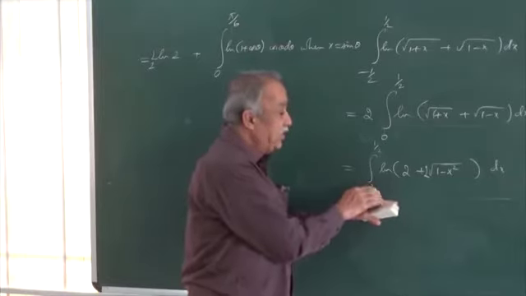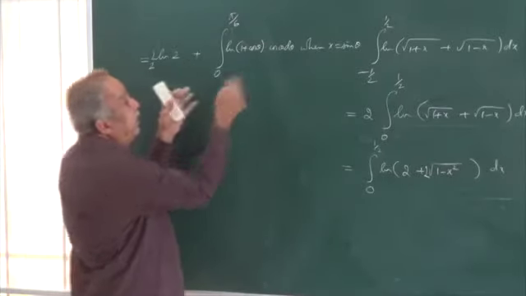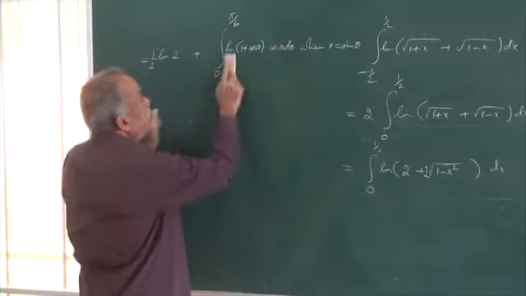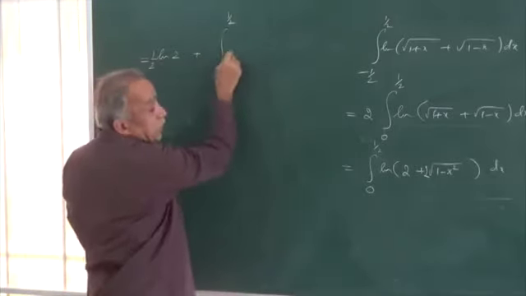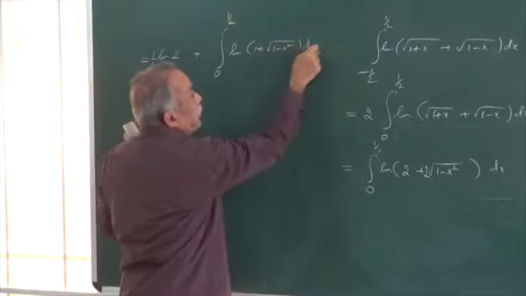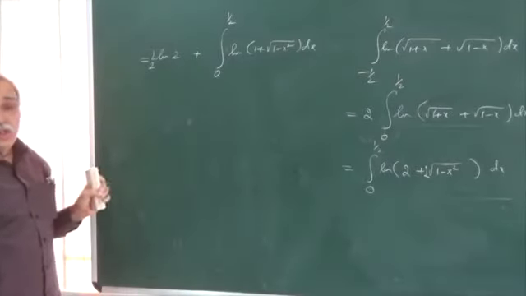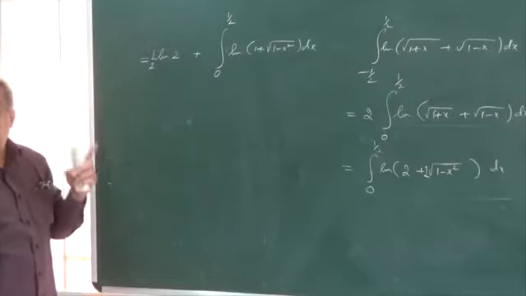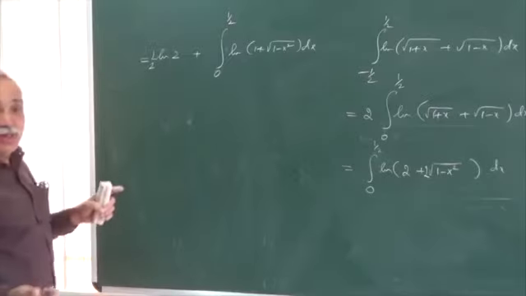I will retain it as it is, not up to that step. Even this portion I will retain. The other portion, I am not using this substitution. Let me write the previous expression as it is. It is 0 to half of log of 1 plus root 1 minus x square dx. What next you may try is integration by parts, taking the function itself as one function and 1 as the second function. Let us try, let us see what happens.